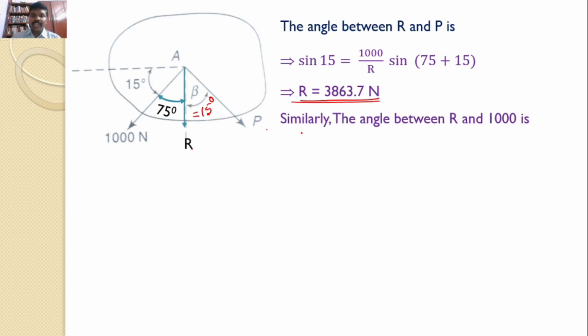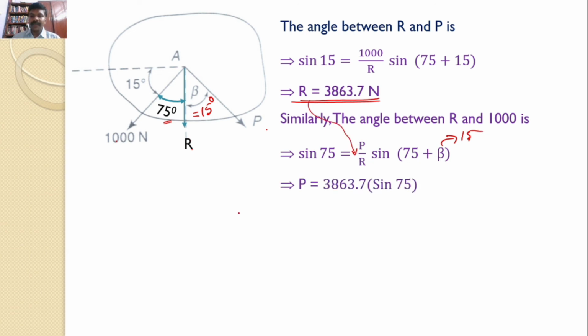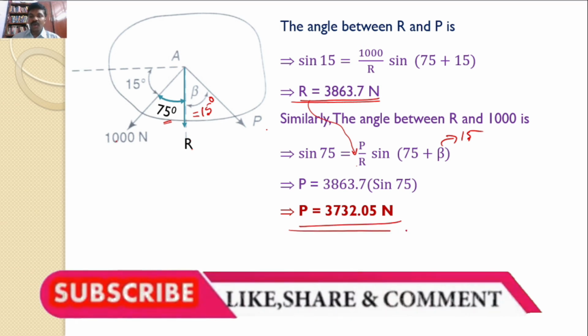Similarly, I know the angle between R and 1000 newtons is 75 degrees. So what equation can I write now? Sin 75 is equal to P by R into sin (75 plus beta). We know that beta is equal to 15, and the R value we just calculated. You can substitute here. Hence I can calculate the P value as 3863.7 into sin 75. Hence the maximum value of the force P is equal to 3732.05 newtons.